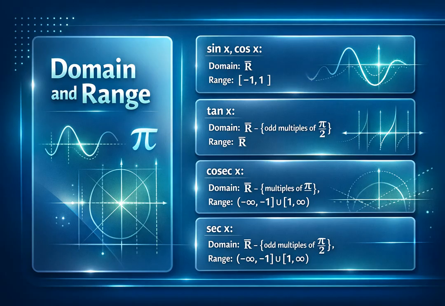Let's discuss domain and range. Sine and cosine have domain all real numbers and range from -1 to 1. Tangent has domain all real numbers except odd multiples of pi over 2 and range all real numbers.